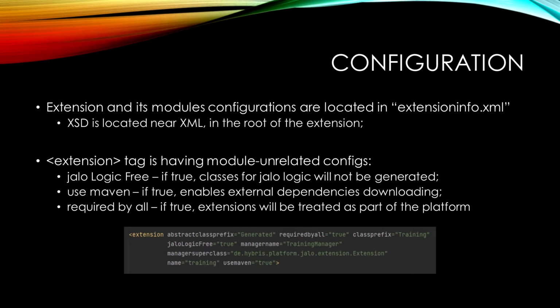An extension is configured in the extensionInfo.xml file. The first tag, extension, has a few module-unrelated configurations. Jalo-logic free specifies if jalo-logic classes should be generated. Use Maven configures the external dependencies download. Required by all makes the extension part of the platform, and so it becomes required by other extensions.